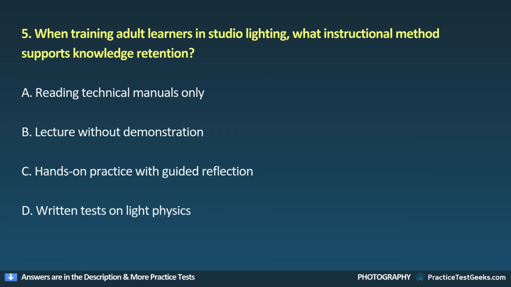5. When training adult learners in studio lighting, what instructional method supports knowledge retention? A. Reading technical manuals only. B. Lecture without demonstration. C. Hands-on practice with guided reflection. D. Written tests on light physics.